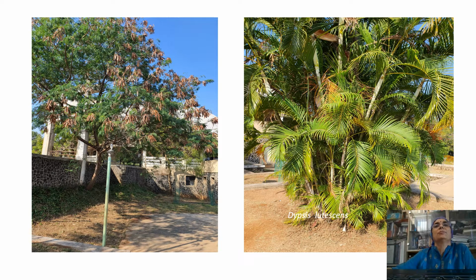This is a plant with dried pods. It belongs to Fabaceae. It is Peltophorum pterocarpus. And on this side, we have got a palm, Areca palm, some people call it. It is Dypsis lutescens. It belongs to Arecaceae.